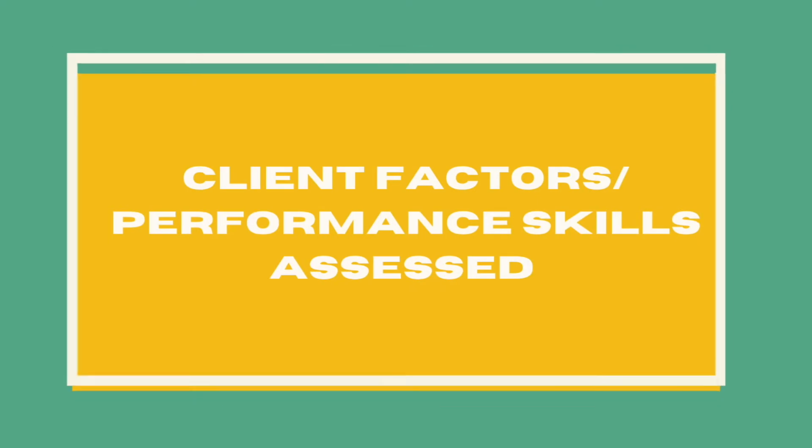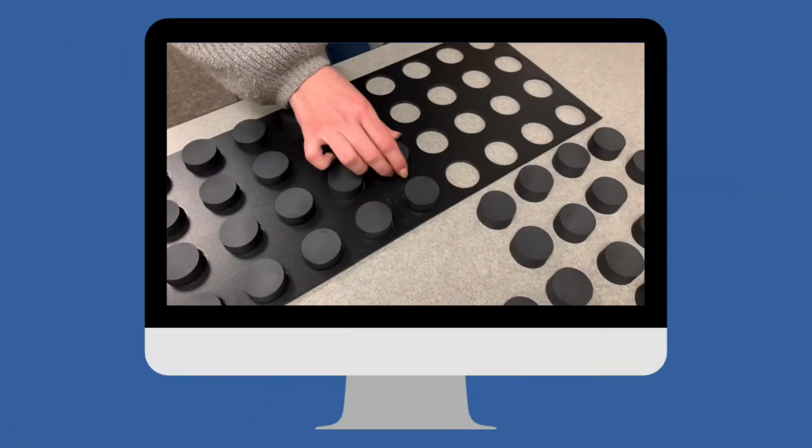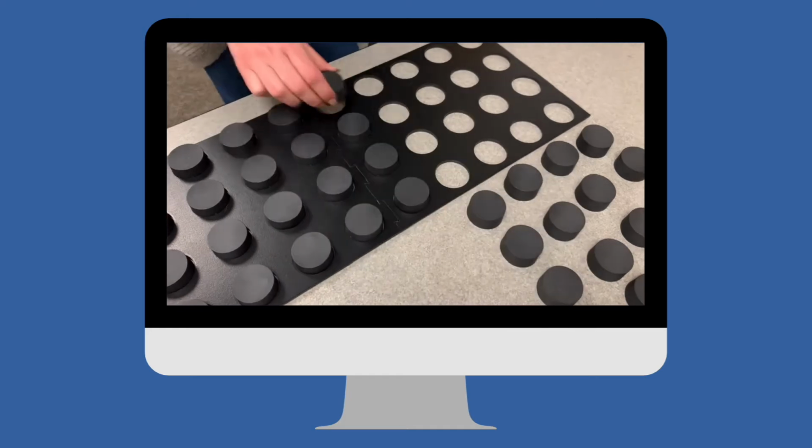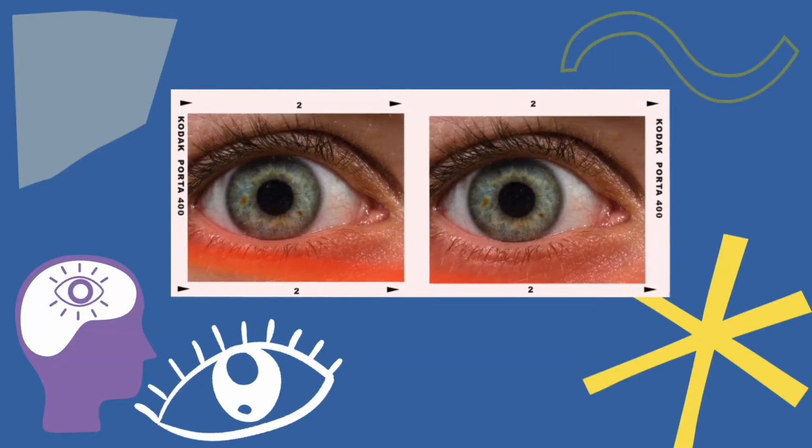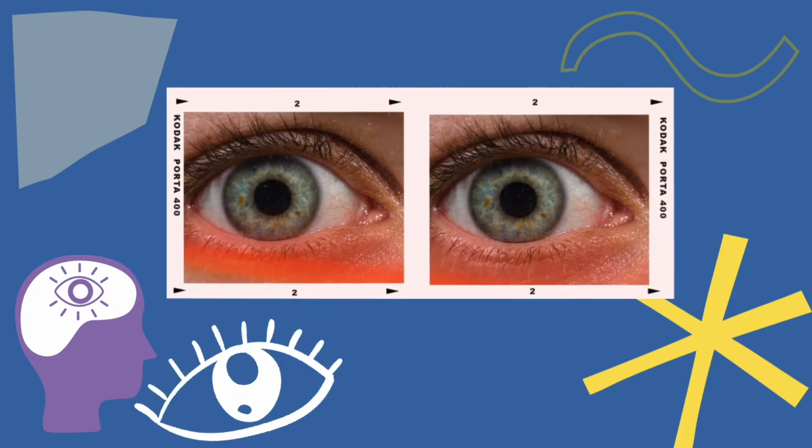Client factors and performance skills assessed. When looking at client factors while assessing skills throughout the Minnesota Manual Dexterity Test, we are looking at visual function by checking to see how fast the body is able to plan movement in response to visual stimuli.